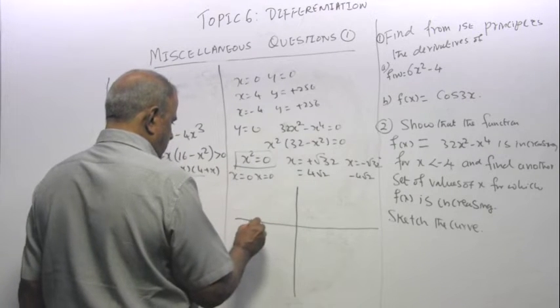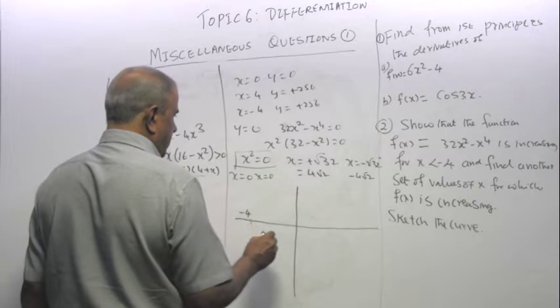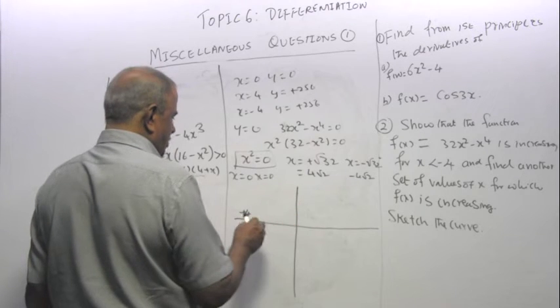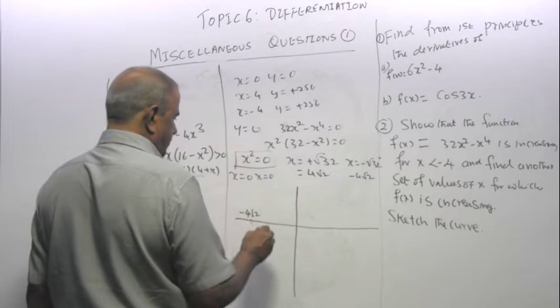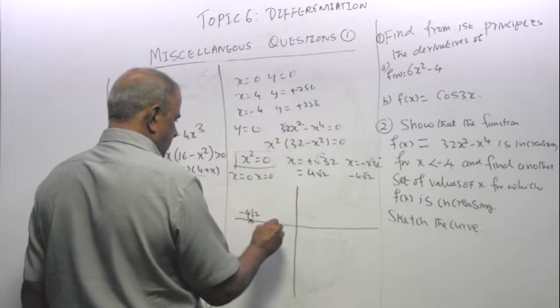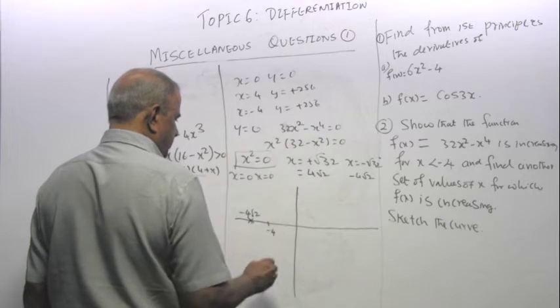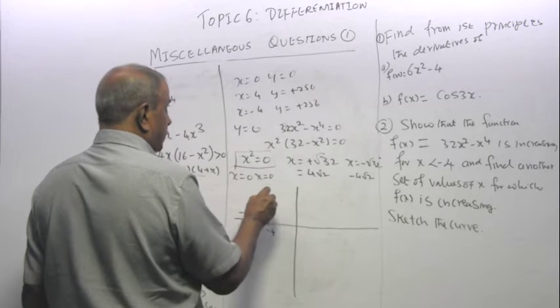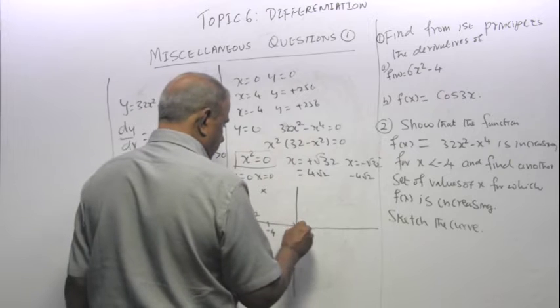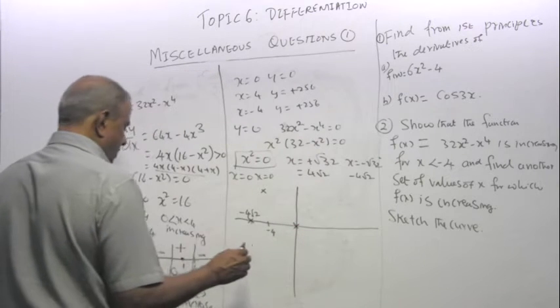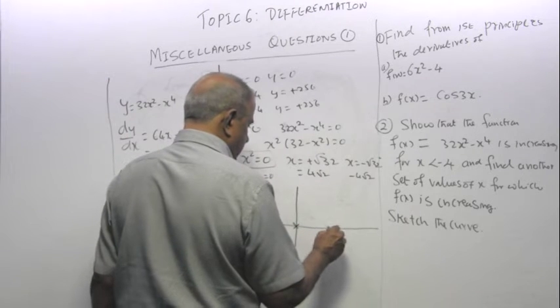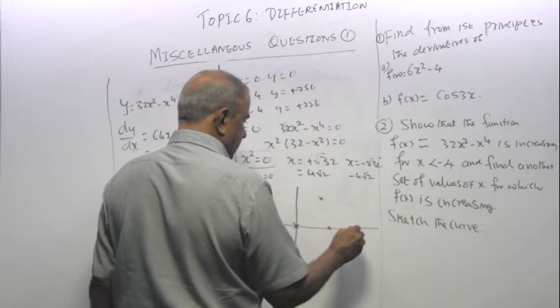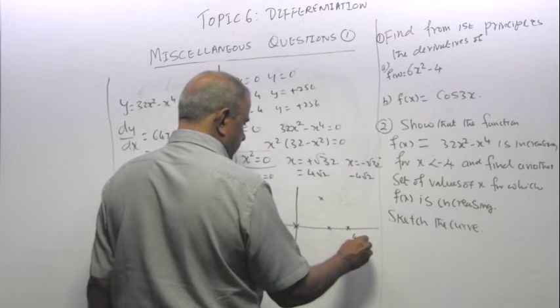I got minus 4, minus 4 root 2, minus 4 root 2, 0, and then minus 4 and plus 256, 0, 0, and then 4 and 256, and then 4 root 2 and 0.